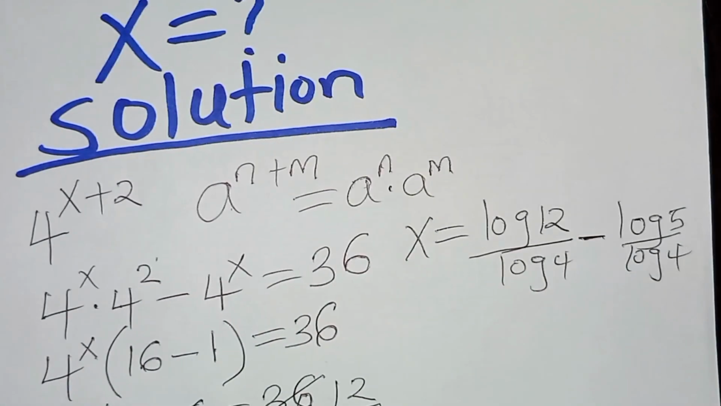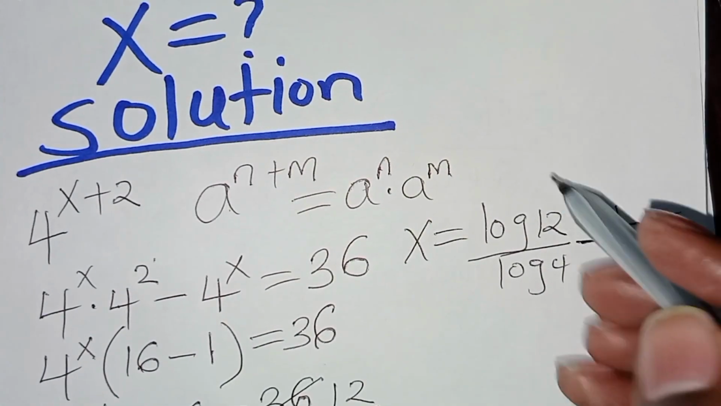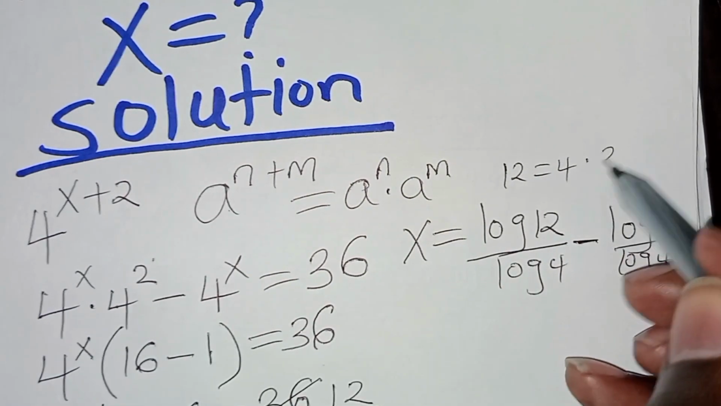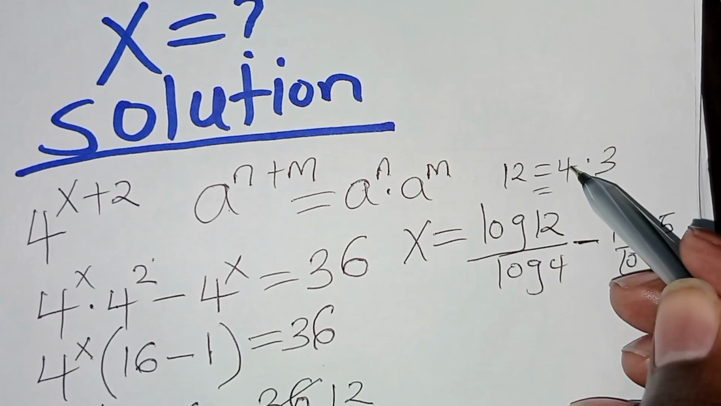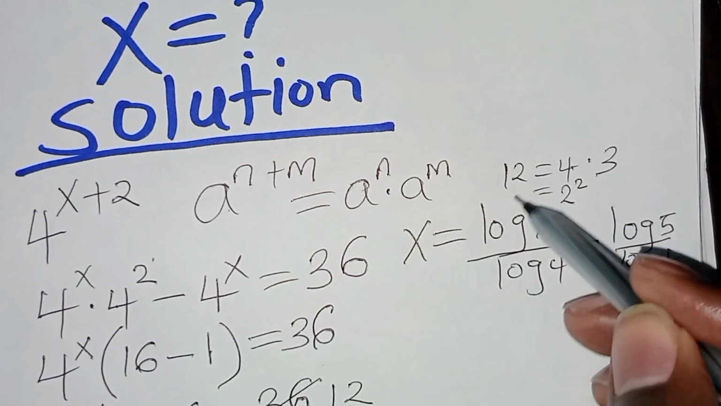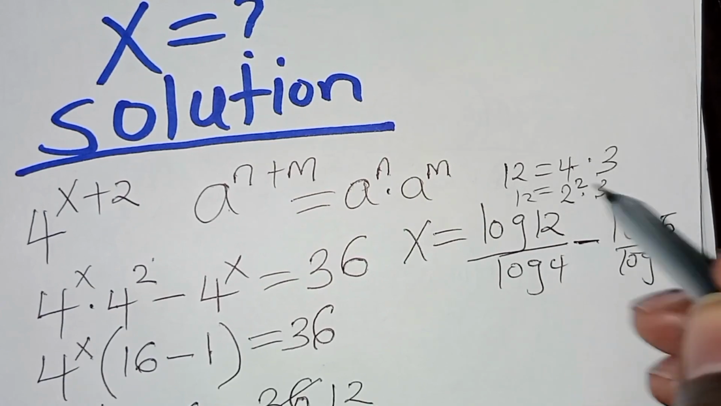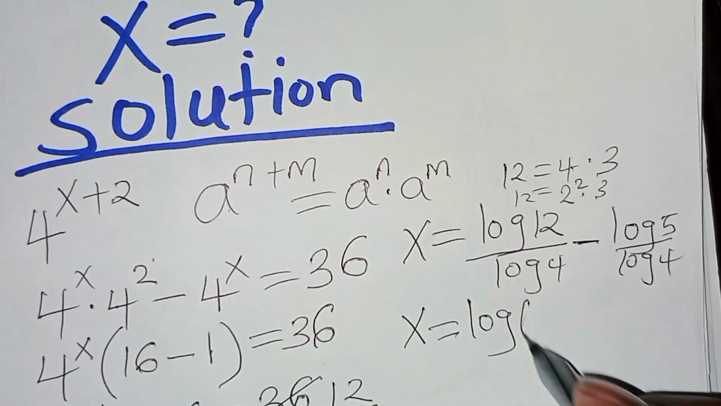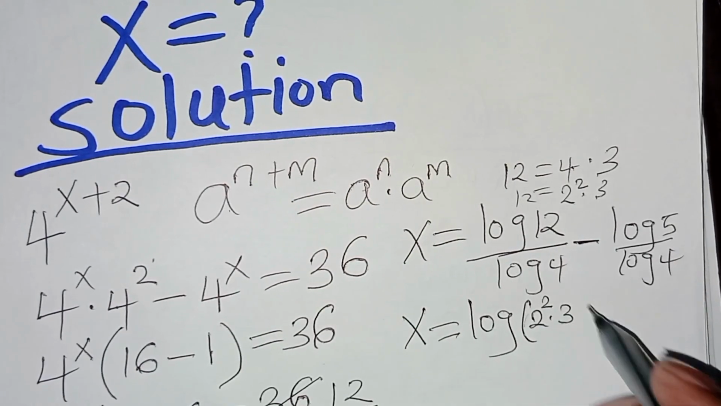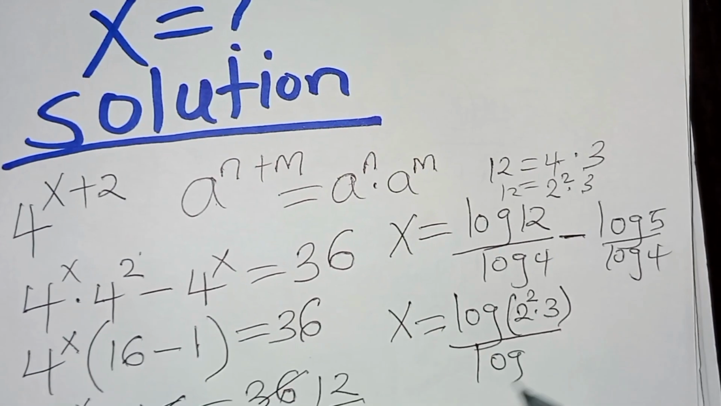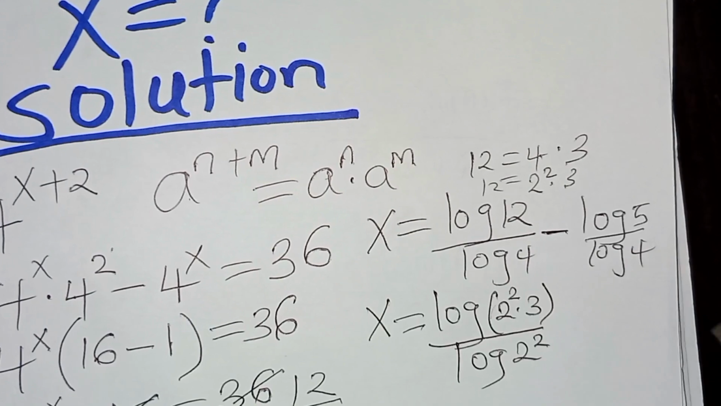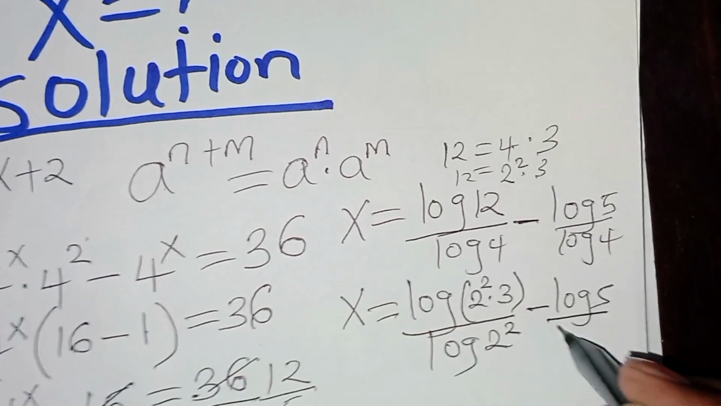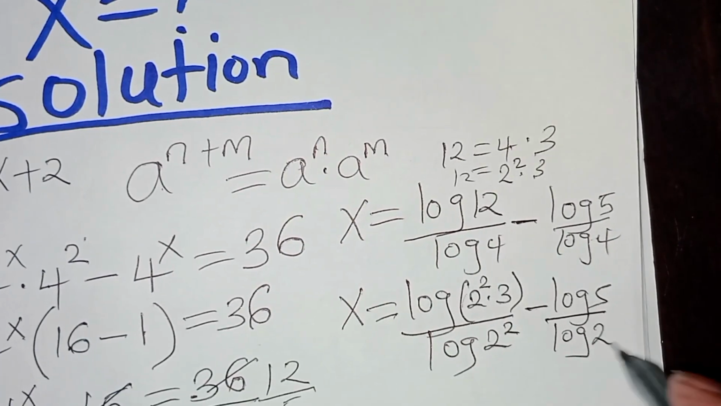Now let's proceed again. From here we can express 12 as 4 multiplied by 3, and we can express 4 as 2 to power 2. So 12 can be expressed as 2 to power 2 times 3. Let's substitute this. So we'll have x equal to log 2 to power 2 times 3 divided by log 2 to power 2, and we subtract log 5 divided by log 4, which is 2 to power 2.